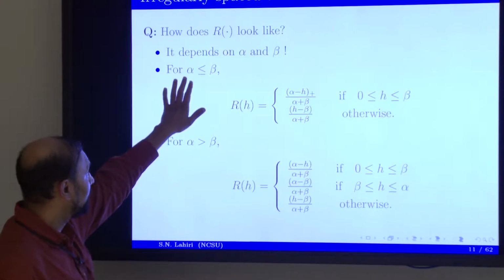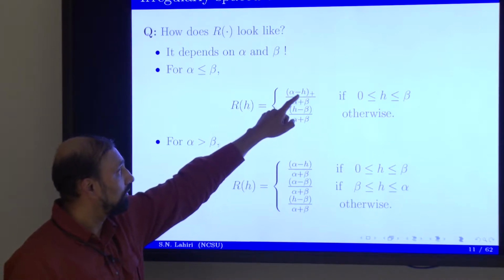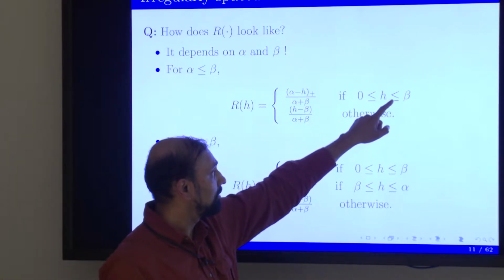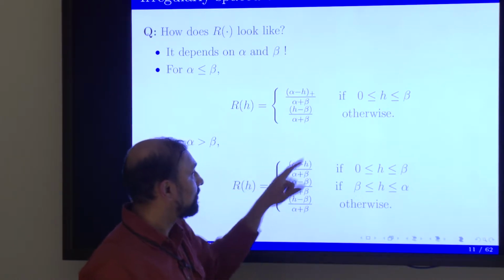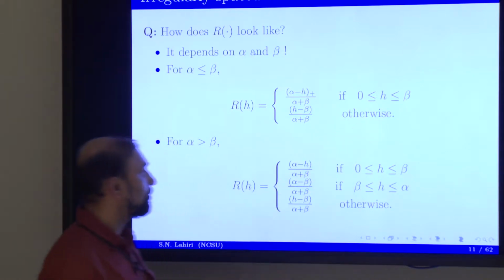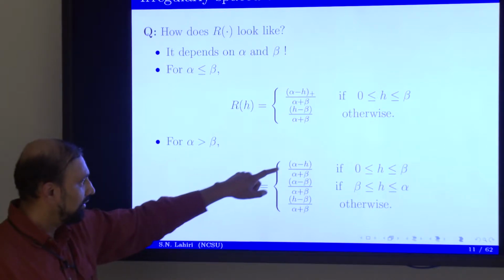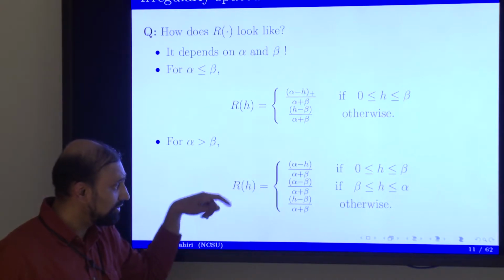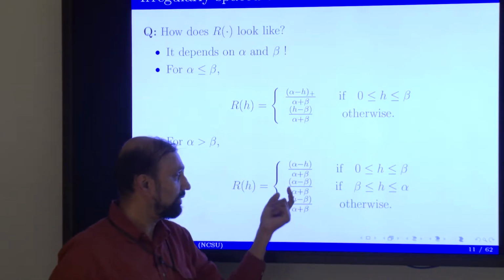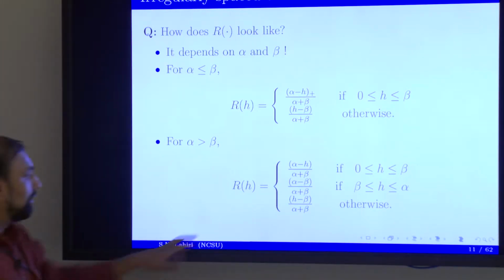So there is an expression available. If alpha is less than or equal to beta, you're looking at the positive part of alpha minus h as long as h is less than or equal to beta. And then it switches, it is h minus beta when h is between beta plus 1 up to alpha plus beta. When alpha is bigger than beta, this factor is the same, but here it's kind of constant between beta and alpha: the difference between alpha minus beta divided by alpha plus beta, and this part is again the same, right?